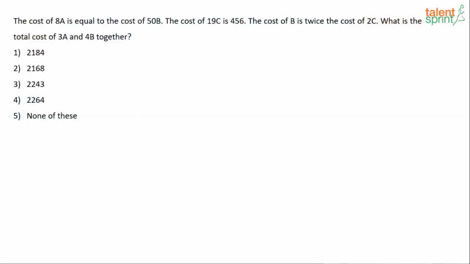Let's move on. Here's the next question. Again, a very simple one. How quickly do you arrive at the answer is the question. See what it says. The cost of 8A is equal to 50B. The cost of 8A is equal to the cost of 50B. So simply 8A equals 50B.